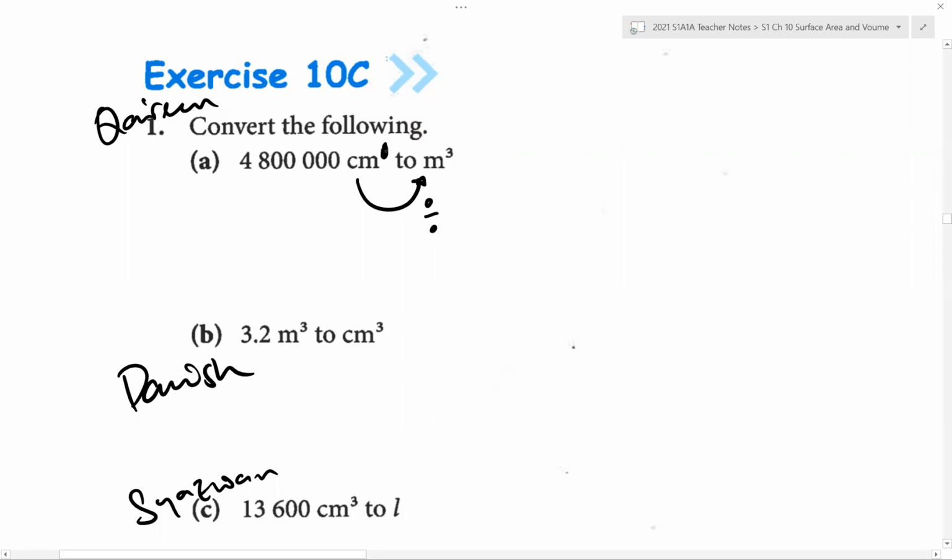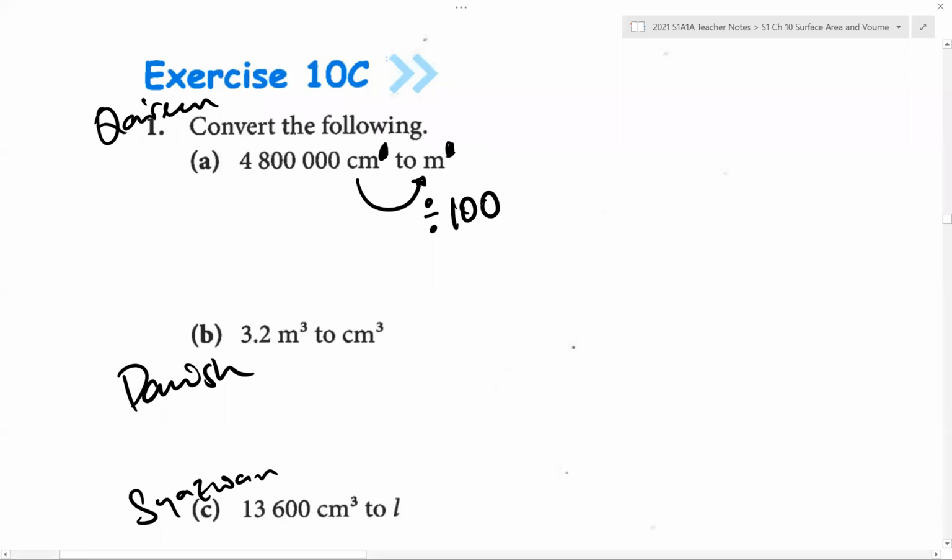Karin, if I change the question from cm to meter, do you know how to do it? Karin, yes, stop looking at Zennis. Do you know how to do it or not? How to do this? Times or divide? Divide by what? Divide by 100. Is this easy?